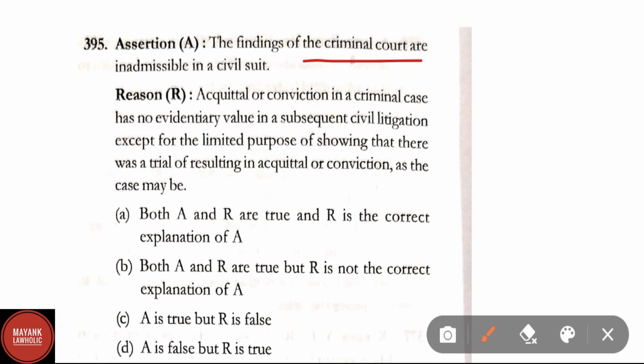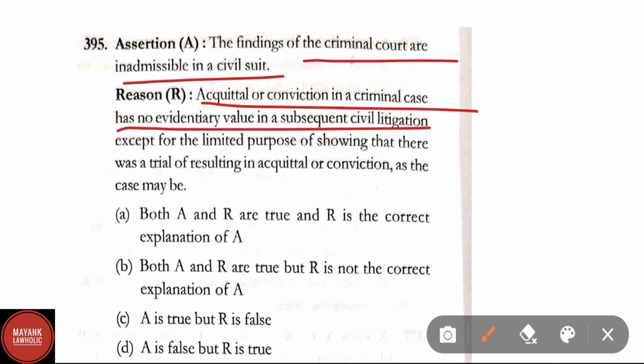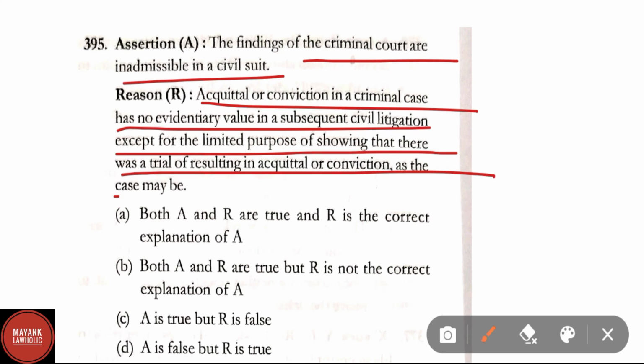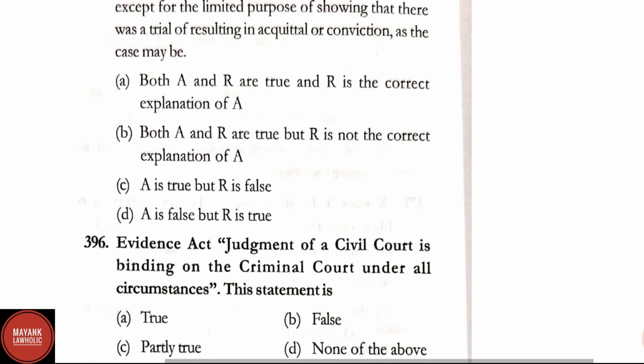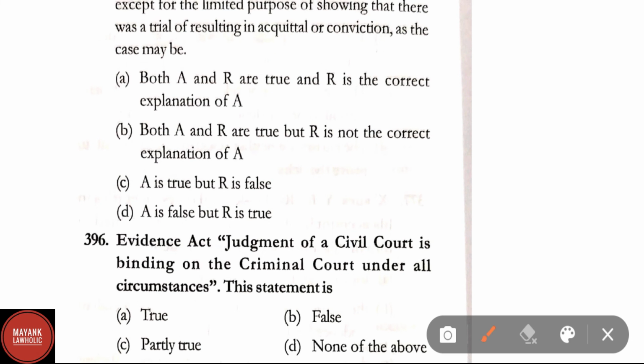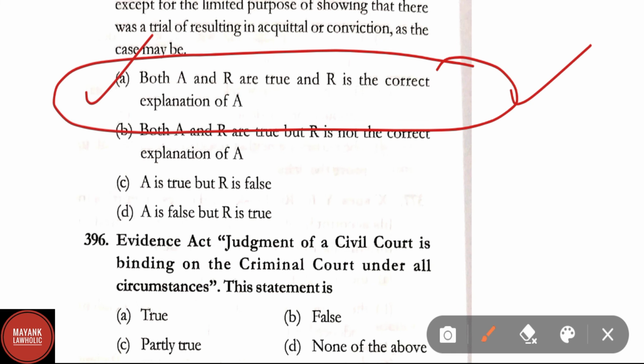Question number 395. The findings of the criminal court are inadmissible in a civil suit. Reason: acquittal or conviction in a criminal case has no evidentiary value in a subsequent civil litigation except for the limited purpose of showing that there was a trial resulting in acquittal or conviction, as the case may be. Here option A, both A and R are true and R is the correct explanation of A. Option B, both A and R are true but R is not the correct explanation of A. C, A is true but R is false, and D, A is false but R is true. In question number 395, correct answer is option A only, that is both A and R are true and R is the correct explanation of A.